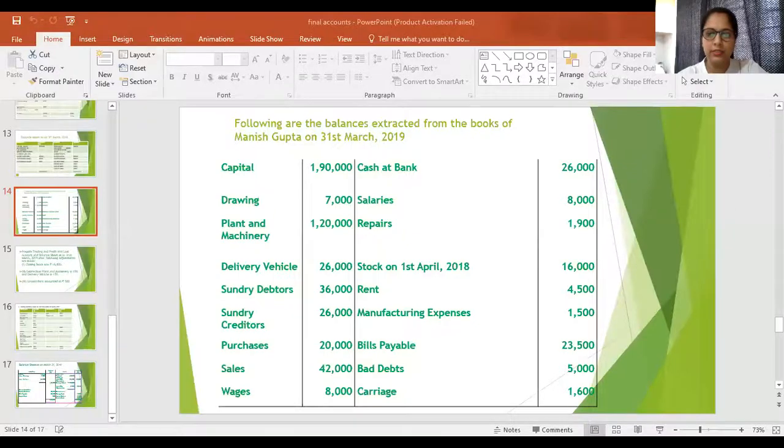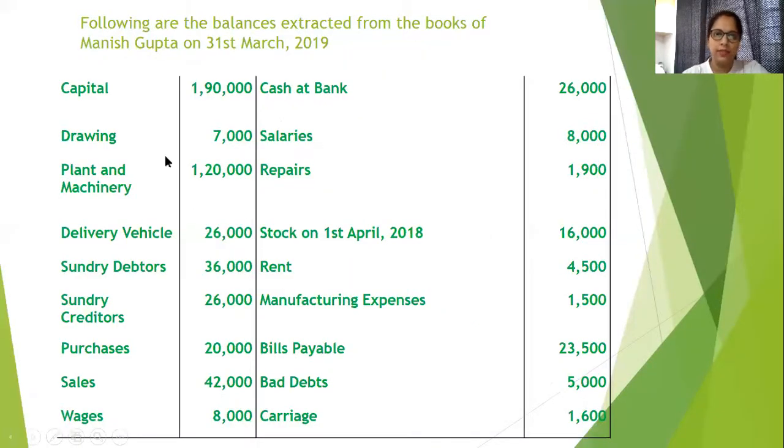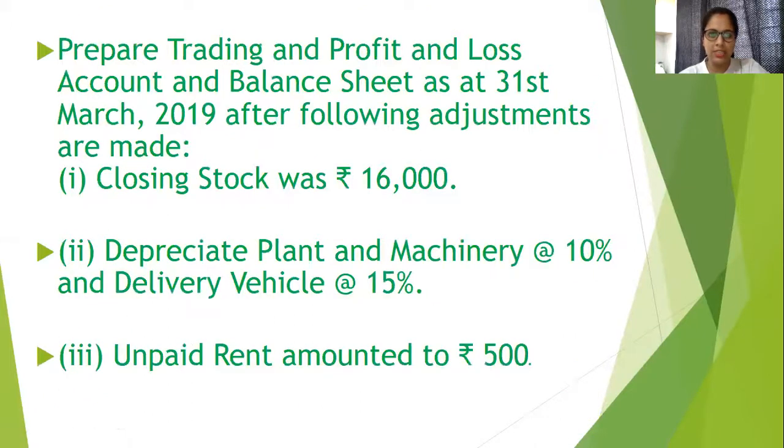This is the question. Following are the balances extracted from the books of Manish Gupta on 31st March 2019. We can see we have capital, drawings, plant and machinery, delivery vehicles, sundry debtors, sundry creditors, purchases, sales, wages, cash at bank, salaries, repairs, stock on 1st April, rent, manufacturing expenses, bills payable, bad debts, carriage. We will also check for additional information.